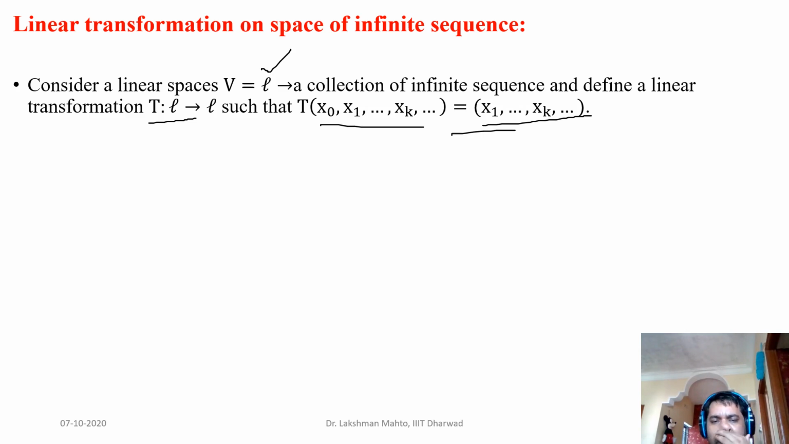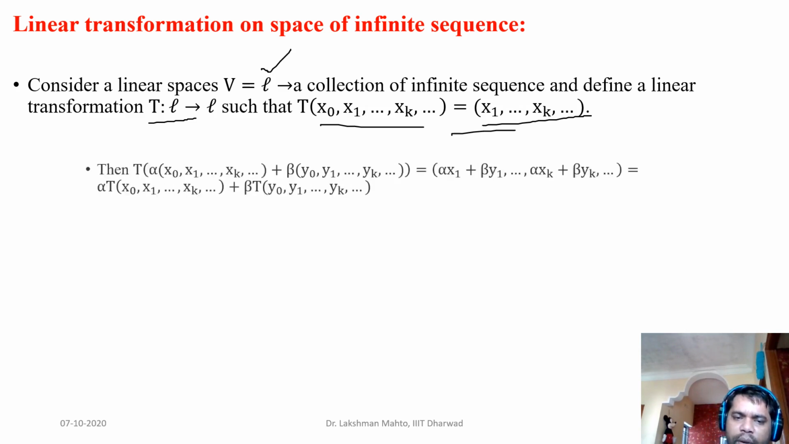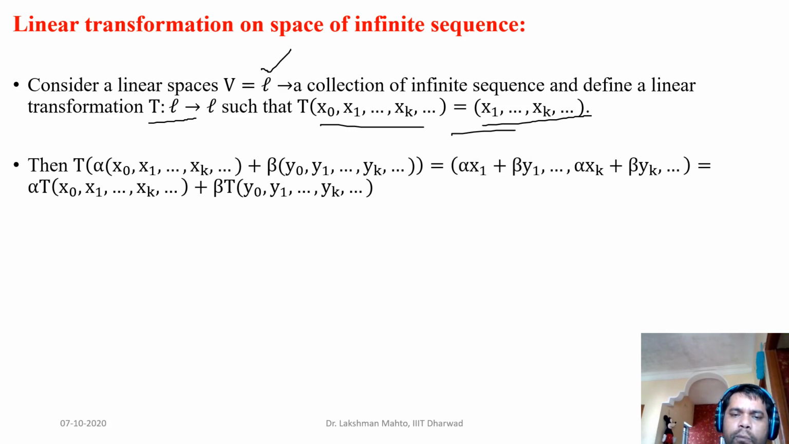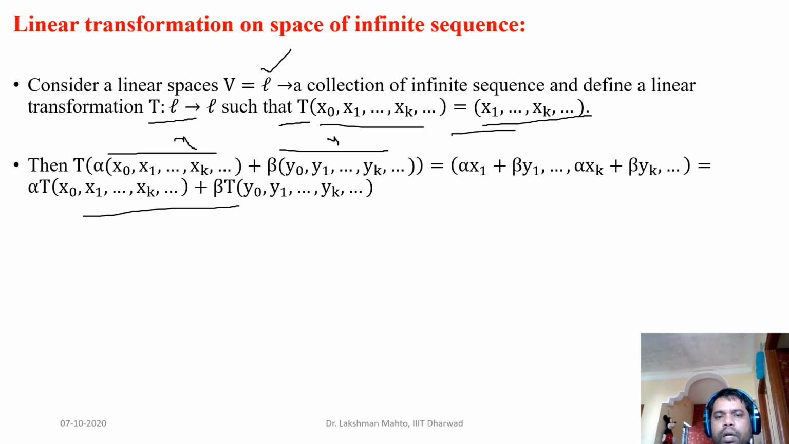Then we will see whether this is a linear transformation. Definitely it will be a linear transformation due to the property of sequences. So find the image of a linear combination of any two sequences. Call this sequence x and this sequence y, having terms y0, y1, up to yk, up to infinity. Then for the linear combination, this transformation always preserves linearity. That's why this transformation is a linear operation.